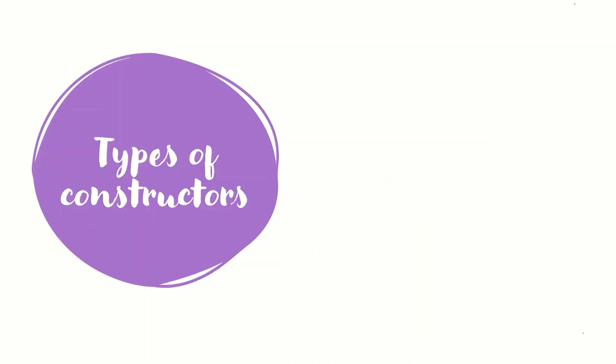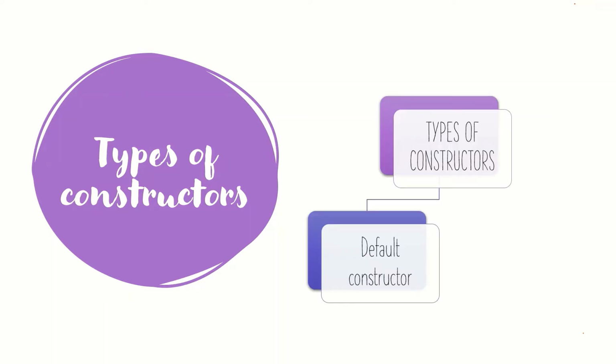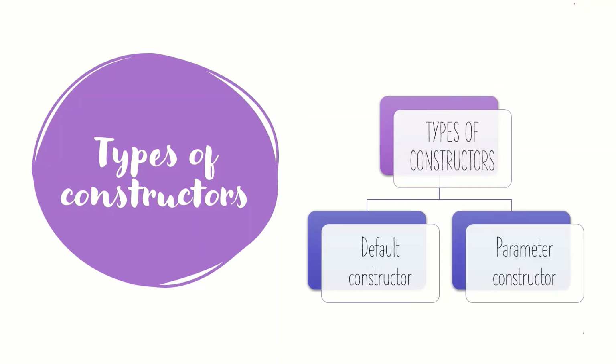There are two types of constructors. The default constructor has no arguments. The parameterized constructor has some parameters inside the constructor. Let's see with a small example so that we can understand it in detail.